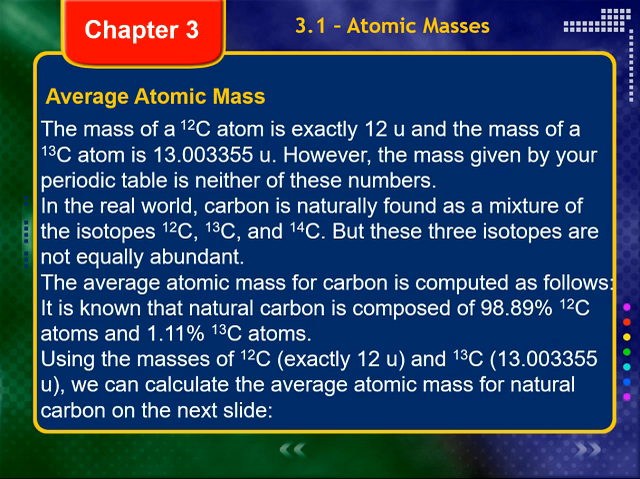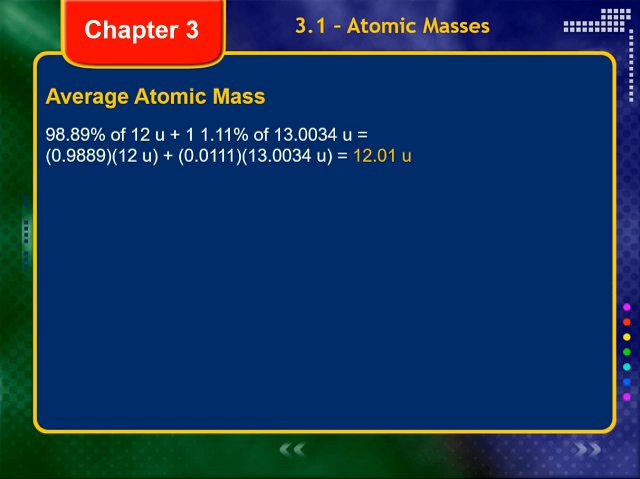So using the masses of carbon-12, which is exactly 12 AMU, and carbon-13, which has a mass of 13.003355 u, we can calculate the average atomic mass for natural carbon, meaning naturally occurring carbon, like we do on this slide right here. We take the percentage of the 12 AMU carbon, and we're going to add it to the percentage of the carbon-13.